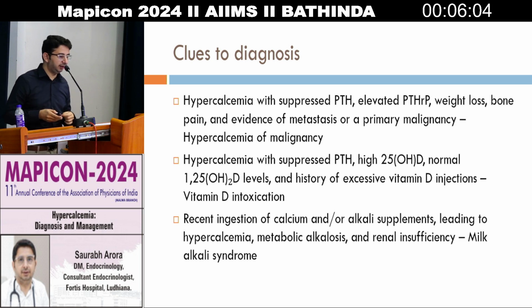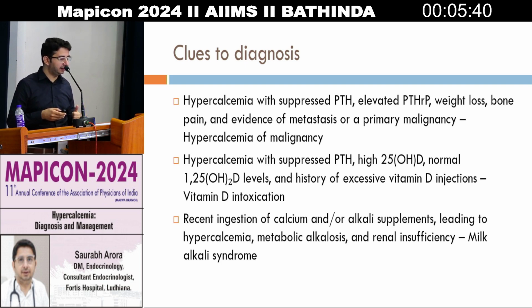And hypercalcemia with suppressed PTH levels, elevated PTHrP, weight loss, bone pain, evidence of metastasis, it's hypercalcemia of malignancy. And again, another scenario where hypercalcemia is there, but PTH is suppressed, with normal 1,25 dihydroxy vitamin D levels, but there is a history of excessive intake of vitamin D injections. So it is vitamin D intoxication.